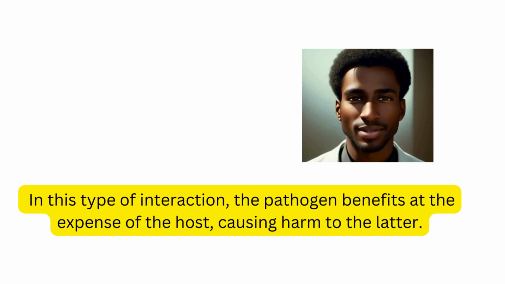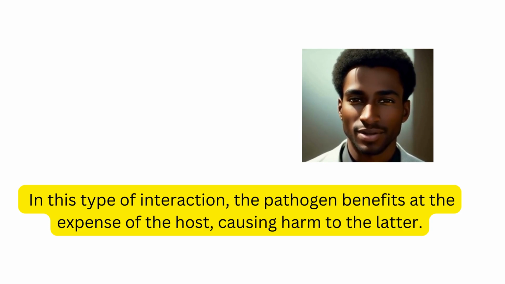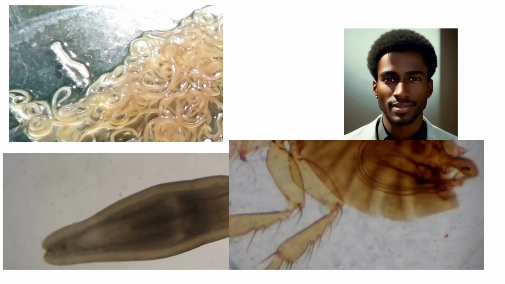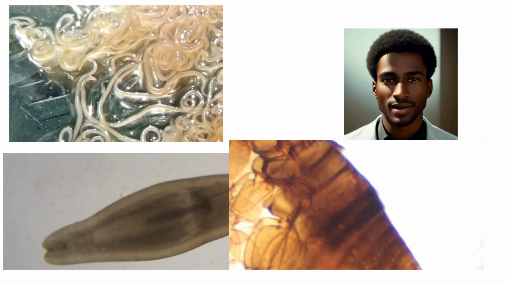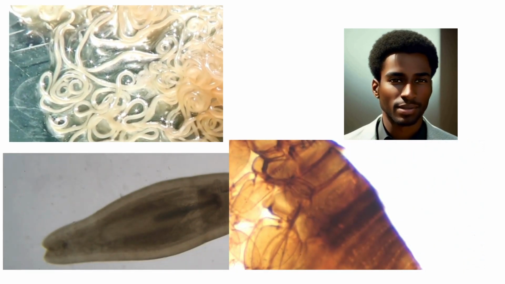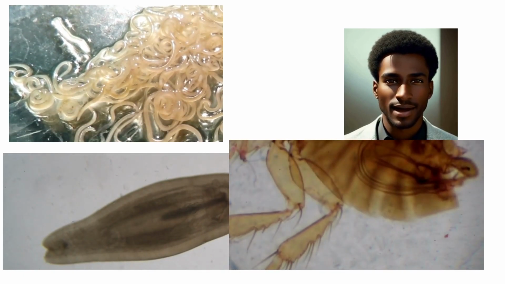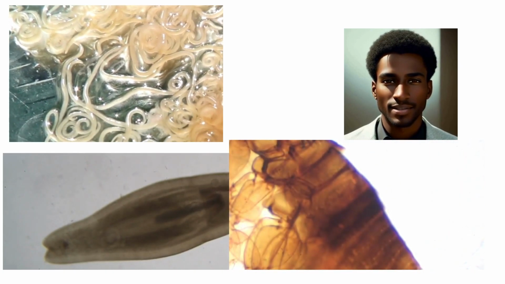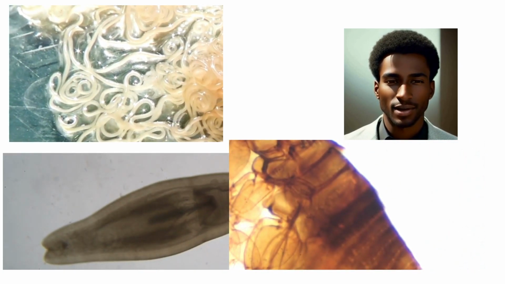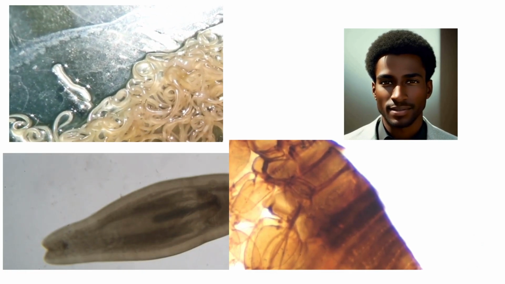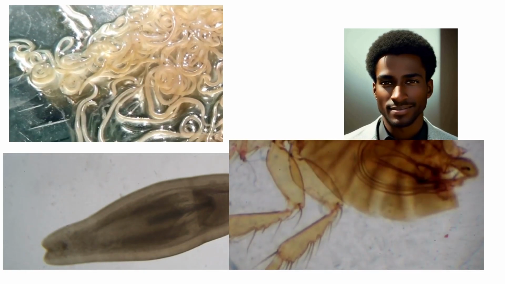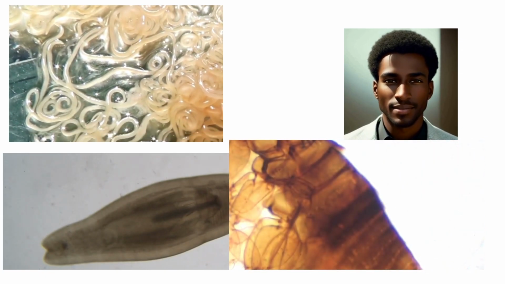Our next topic of discussion is parasitism, which we briefly mentioned earlier. In this type of interaction, the pathogen benefits at the expense of the host, causing harm to the latter. There are various parasites that can cause diseases in humans, including protozoa, helminths, and ectoparasites. Protozoa parasites, which are made up of single-celled organisms, reproduce only within the host. Helminths, on the other hand, are worm parasites that are usually visible to the naked eye in their adult form and cannot reproduce inside humans. Ectoparasites, such as lice, fleas, and mosquitoes, live on their hosts.